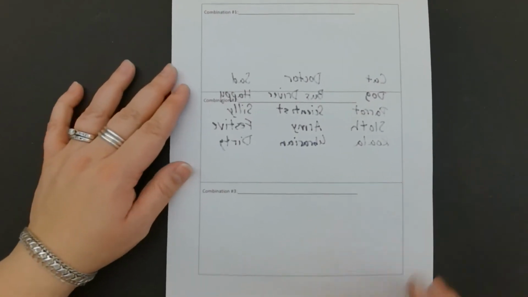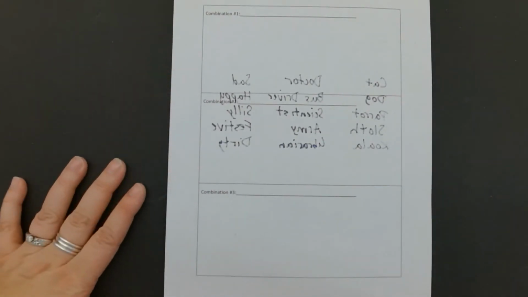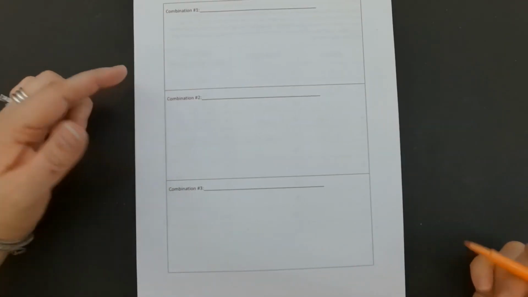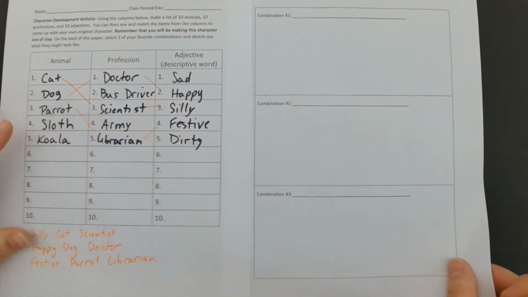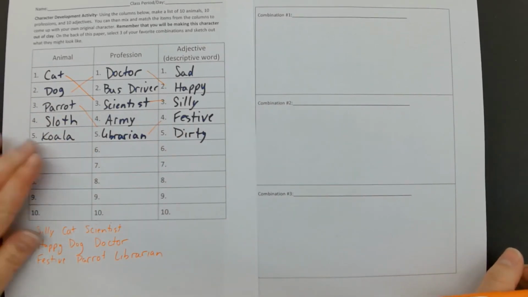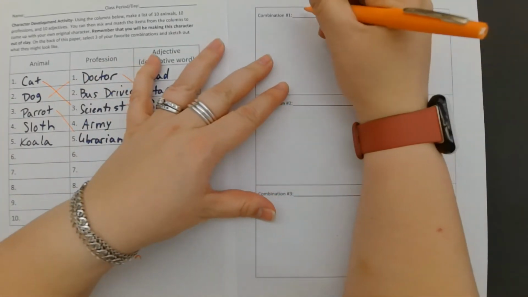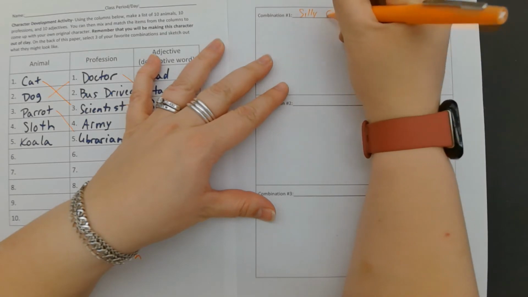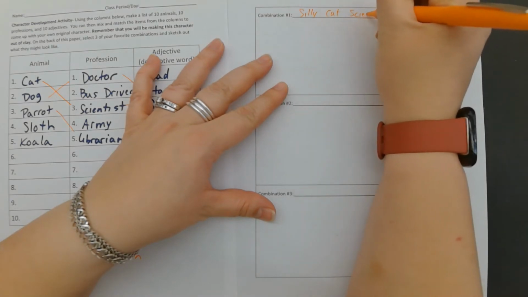Okay, and on the back here, oh, I shouldn't have used Sharpie. On the back, what you're going to do is use your information from the front. So I took another piece of paper. My information from the front, I have a silly cat scientist. So maybe that's one I wanted to look at. Silly cat scientist.